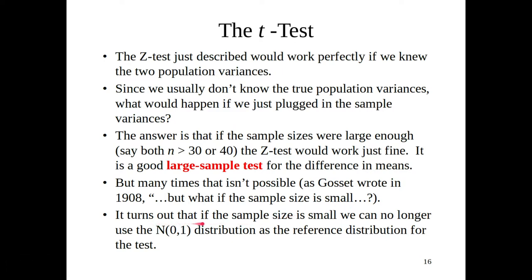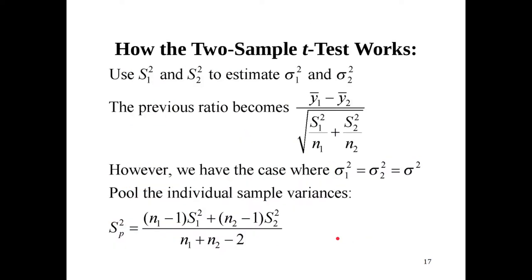It turns out that if the sample size is small, we can no longer use the standard normal distribution, the z-test, as the reference distribution for our test. That's when we need to perform the t-test. So how does the two sample t-test work?